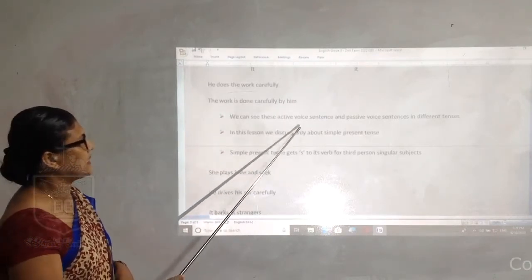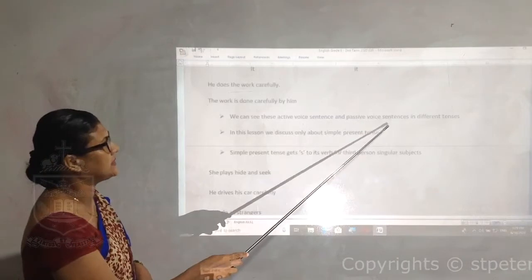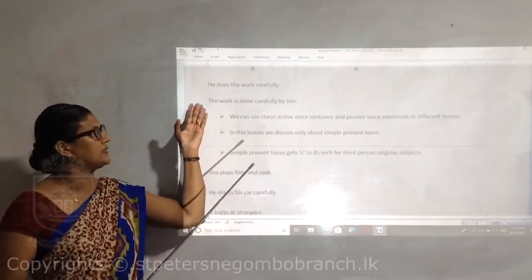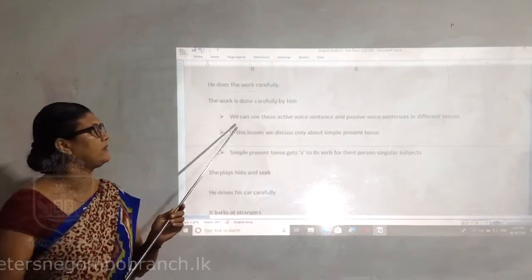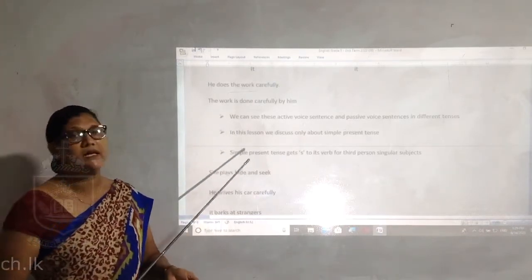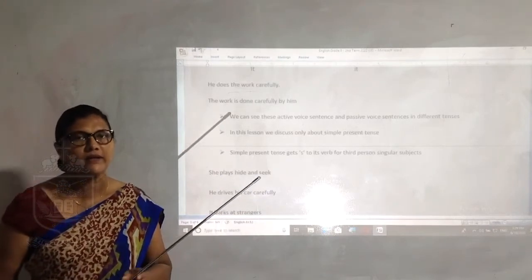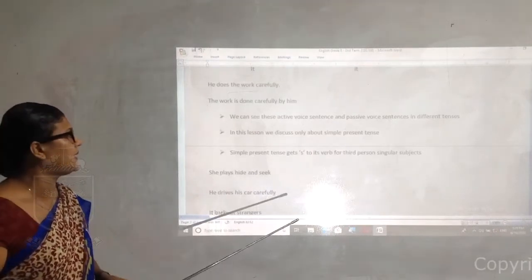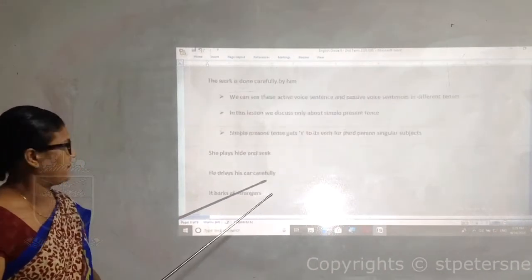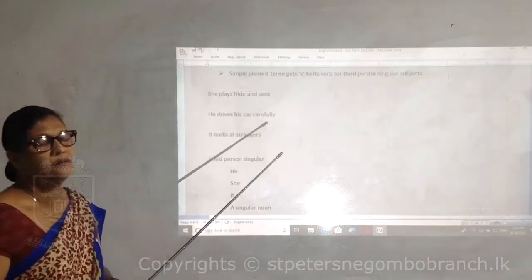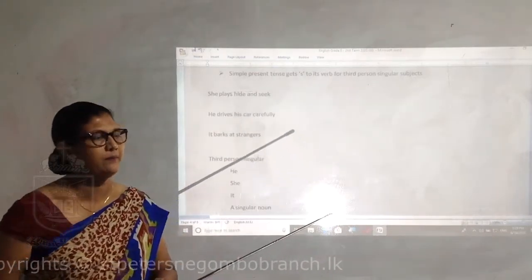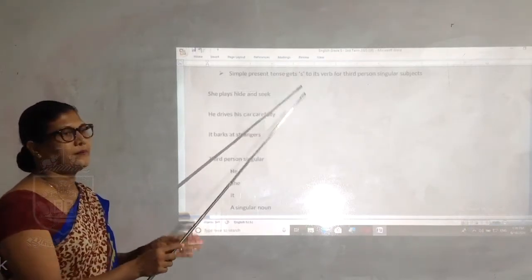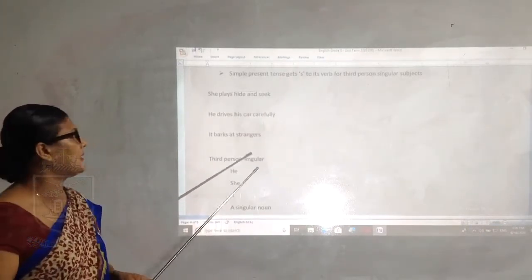We can see these active voice sentences and passive voice sentences in different tenses, not only one tense. Here I have presented in simple present tense, but we can see in different tenses. In this lesson, we are learning only simple present tense. Now I am going to remind you what simple present tense is. You can identify simple present tense: it gets S to the verb if the subject is in third person singular.